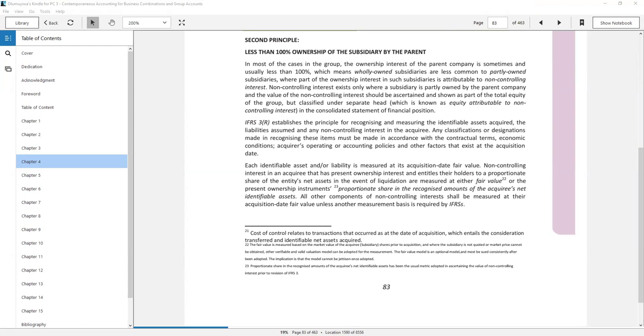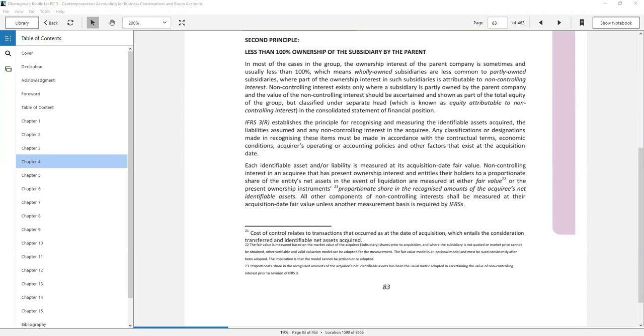Okay, all right. Second principle, less than 100% ownership of the subsidiary by the parent. In most of the cases in the group, the ownership interest of the parent company is usually less than 100%, which means wholly owned subsidiaries are less common than partly owned subsidiaries, where part of the ownership interest in such subsidiaries is attributable to non-controlling interests. Non-controlling interests exist only where a subsidiary is partly owned by the parent company and the value of the non-controlling interest should be ascertained and shown as part of the total equity of the group, but classified under a separate head, which is known as equity attributable to non-controlling interest in the consolidated statement of financial position.